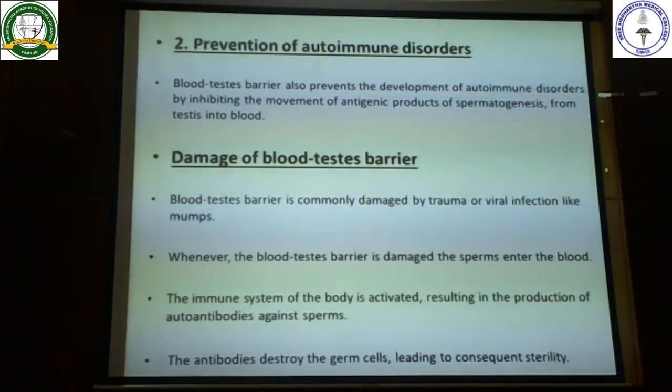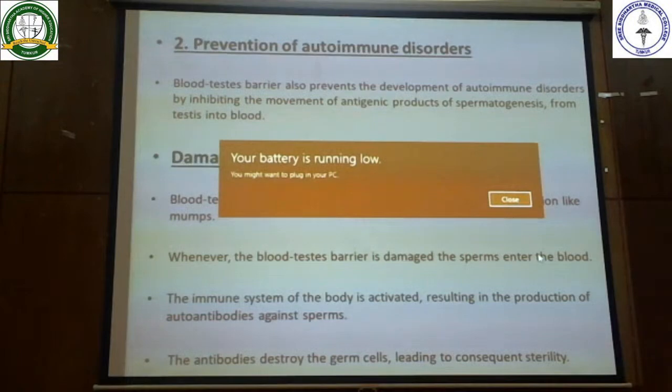Mumps leads to orchitis. In orchitis, there is damage to the blood-brain, sorry, not blood-brain, it is the blood-testis barrier. So once the blood-testis barrier is damaged, the sperms enter into the blood. These sperms, once they enter into the blood, activate the immune system. The immune system produces antibodies, which are considered autoantibodies. They not only destroy the sperms which had entered into the circulation, they also go and damage the production site of these sperms. That is nothing but the testis. Inside that, again, it is the seminiferous tubules. Inside that, again, it is the spermatogenic cells.